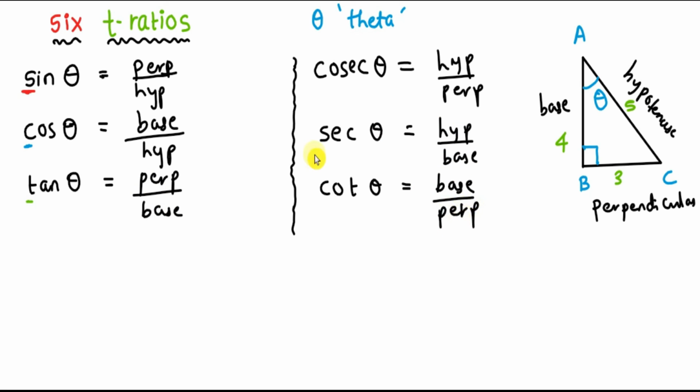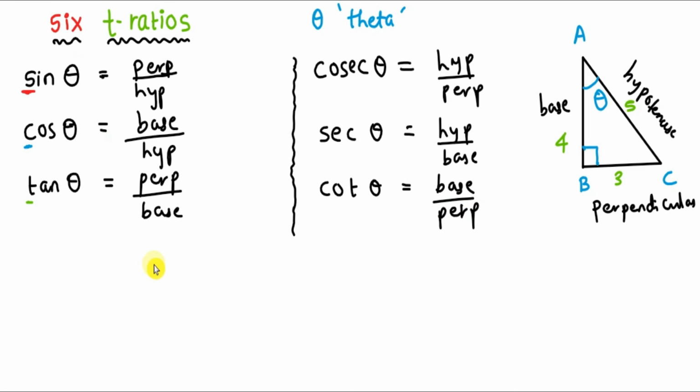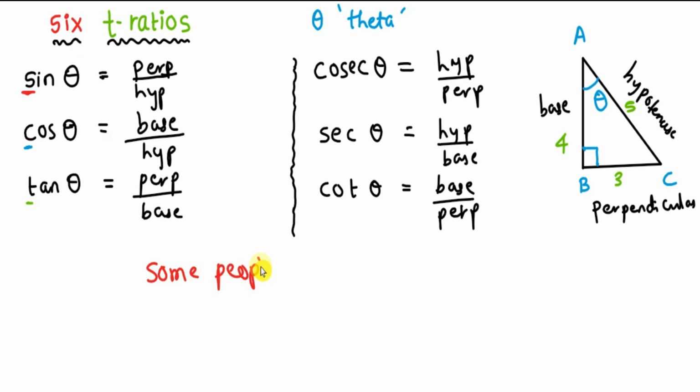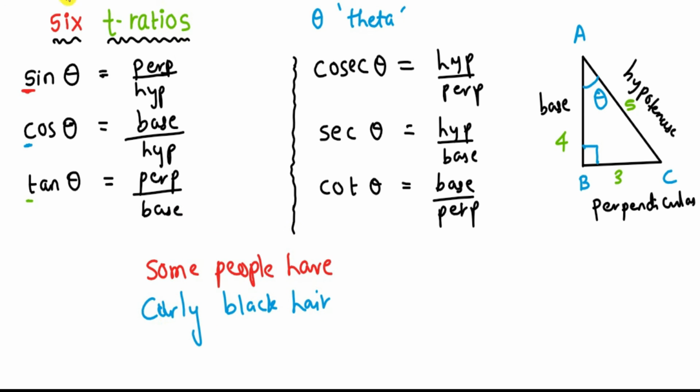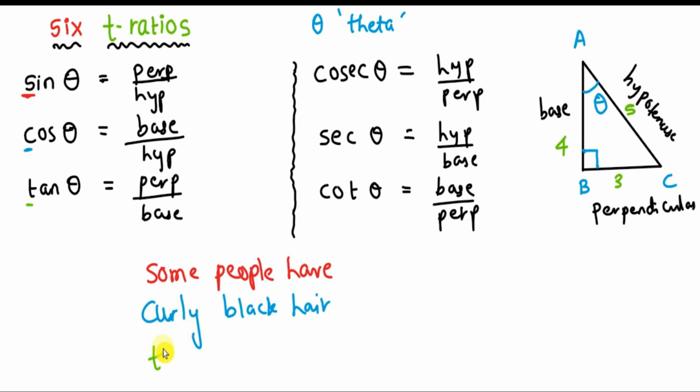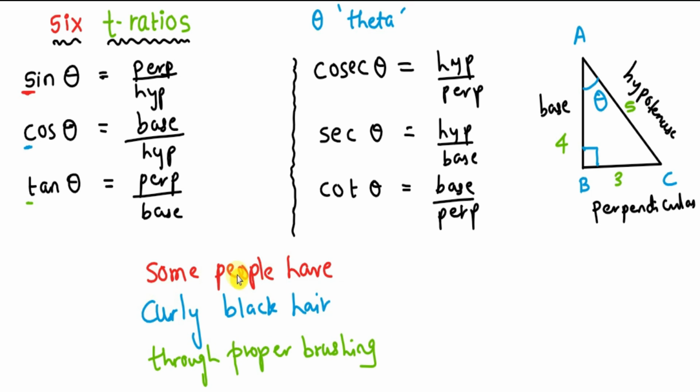Now let us learn how to remember them as well. We just need to remember one mnemonic, that is: some people have curly black hair through proper brushing. If you remember this mnemonic, it will give us the first 3 trigonometric ratios. From "some people have", we can get the sine ratio. S stands for sine, P stands for perpendicular, and H stands for hypotenuse. So sine is perpendicular upon hypotenuse.